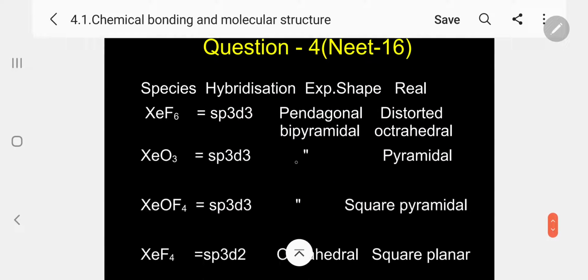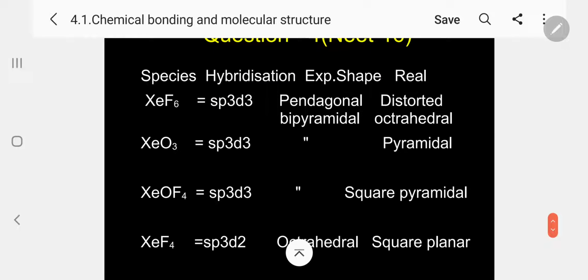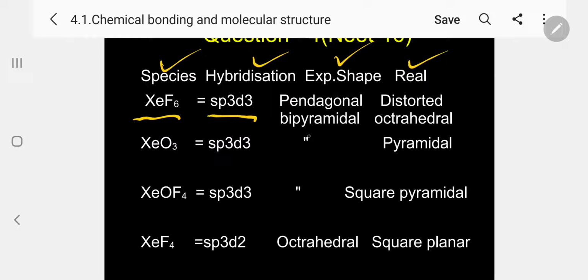Now we will go for this answer. Kindly follow. I am now summarizing all the information discussed: species, hybridization, expected shape, real shape. XeF6, hybridization is sp3d3, pentagonal bipyramid. What is pentagonal bipyramid? This is the pentagonal bipyramid. Kindly follow. 5 atoms in the plane, with one below and one above. But because there is a lone pair, it is getting distorted, so the shape changes to distorted octahedral.